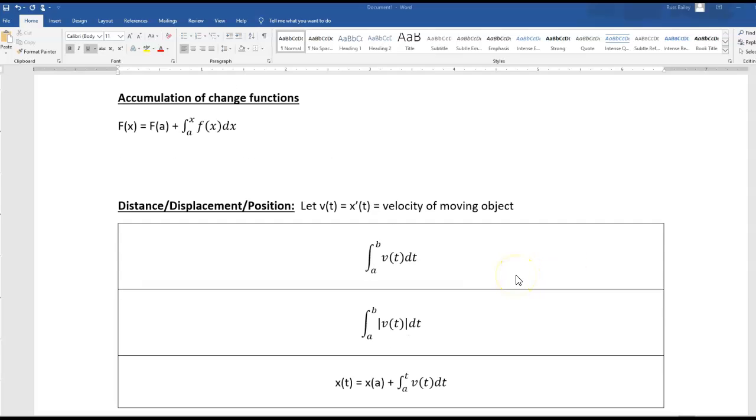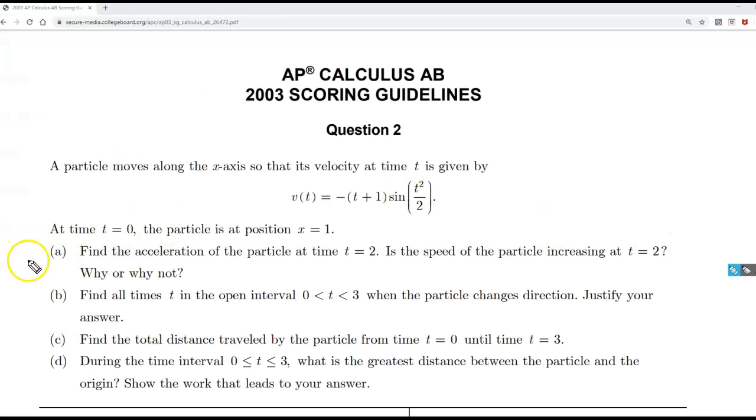So we're going to go ahead and take a look at some problems and apply this stuff now. This is the 2003 FRQ, question 2, which means that it's a calculator problem. Part C is asking us to, and that's all I'm going to do. I'm not going to do A or B or D right now. I'm just going to be looking at the stuff that we just talked about. So it says, find the total distance traveled by the particle from t equals 0 to t equals 3.